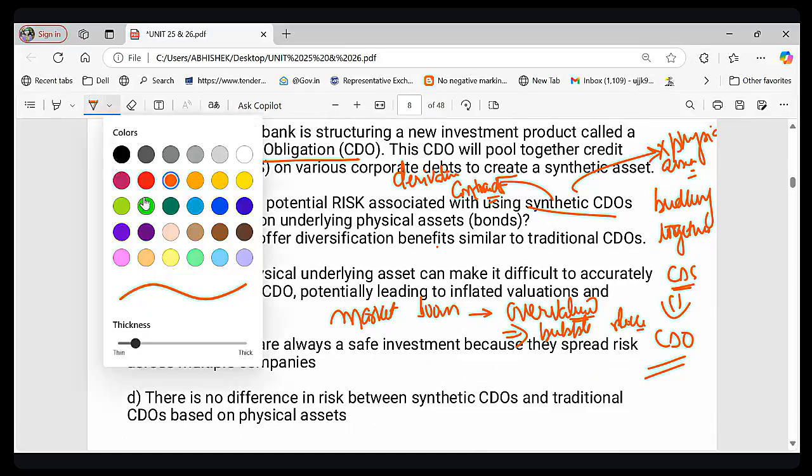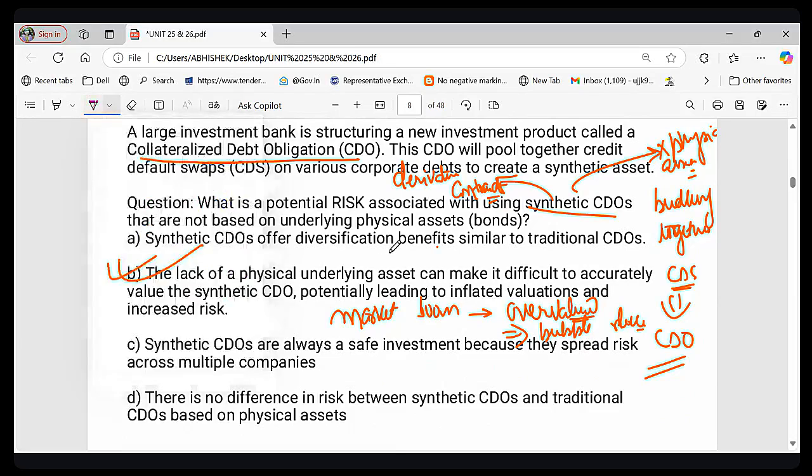अब चलिए एक बार हम लोग बाकी ऑप्शन भी देख लेते हैं. So let's see option A. Option A suggests that synthetic CDOs offer diversification benefit. This is incorrect, because synthetic CDOs add risk due to the lack of physical asset. Since there is no physical asset in the synthetic CDO, that is why it will add the risk, right?